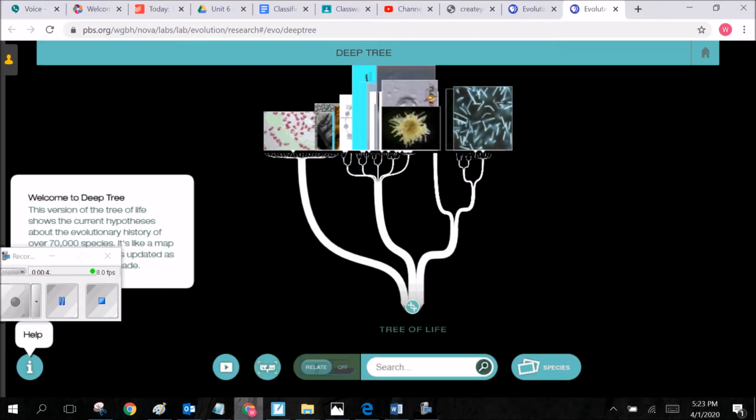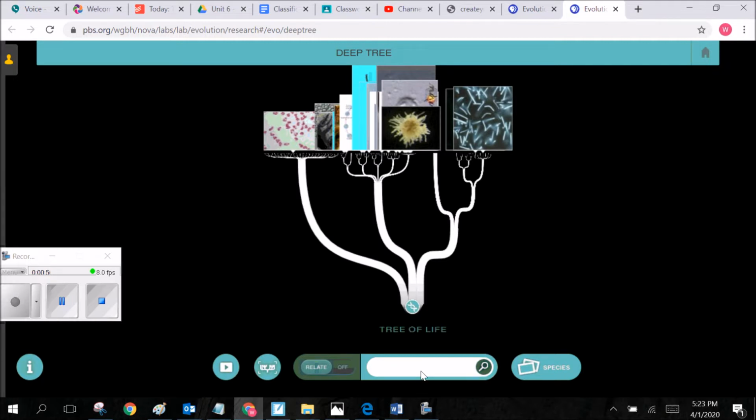I actually want to start by showing you something called Deep Tree. This is something that PBS and NOVA came up with, and Deep Tree is a program that is basically an interactive cladogram that has all of these different species plugged into it. So what does this mean? Well, this is basically the tree of life. It is all of the known connections and interconnections between organisms that we've been able to come up with based off of those homologous features, that DNA evidence that we know of, and all of that stuff. So this is what we currently know of the tree of life, and it was created by classifying and evolutionary biologists.